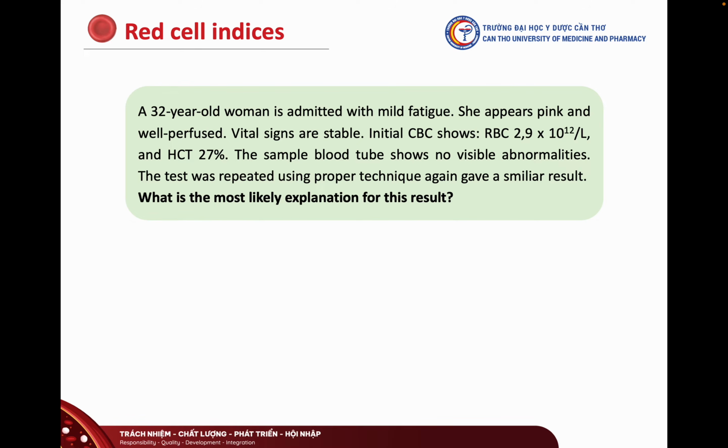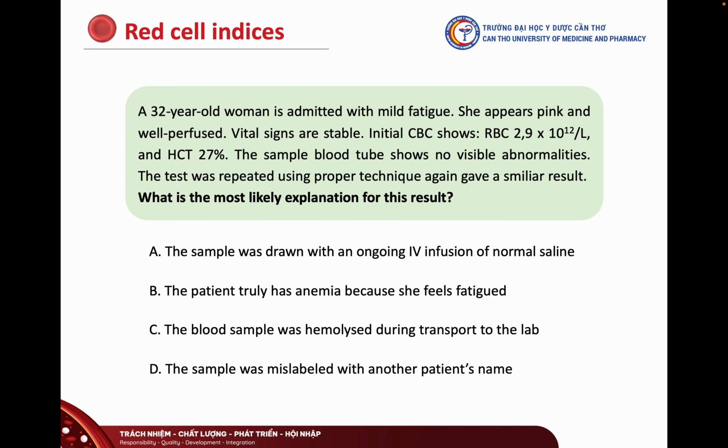Okay, now, let's take a look at this case together. A 32-year-old woman presents with mild fatigue. She looks pink, well perfused, and her vital signs are stable. But her CBC shows a low RBC and HCT. The sample was repeated properly, and the result was the same. What is the most likely explanation for this result? Take a moment and think about your answer, A, B, C, or D.